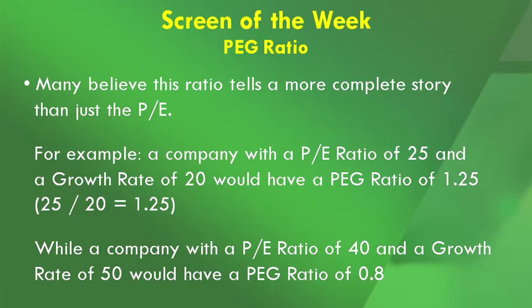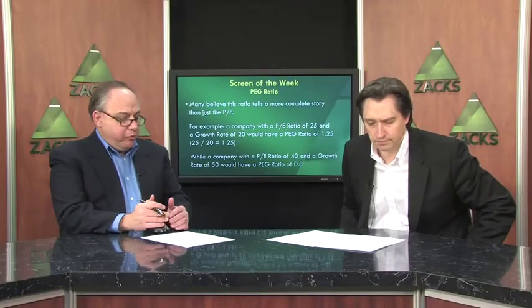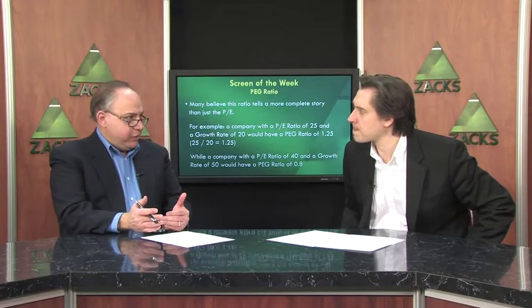If you were to look at a company with a PE ratio of 25 and a growth rate of 20, that would have a PEG ratio of 1.25. And you can see the calculation. It's the PE ratio divided by the growth rate. That's how you get your PEG. A company with a PE ratio of, let's say, 40, on the other hand, and a growth rate of 50 would actually have a lower PEG ratio of 0.8. So that item seems to go beyond just the PE ratio.